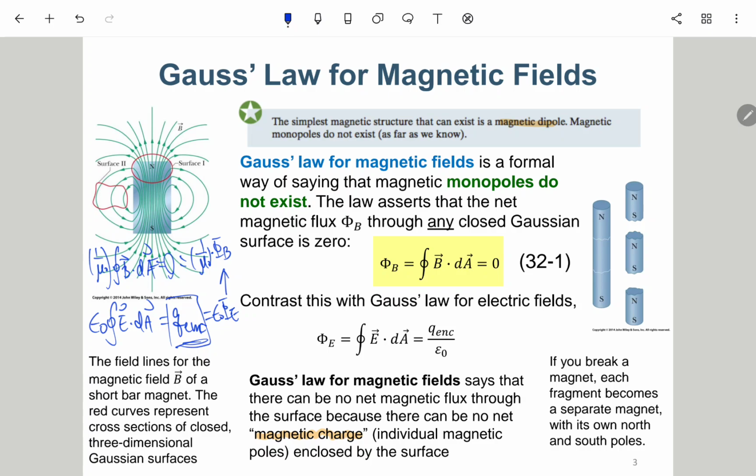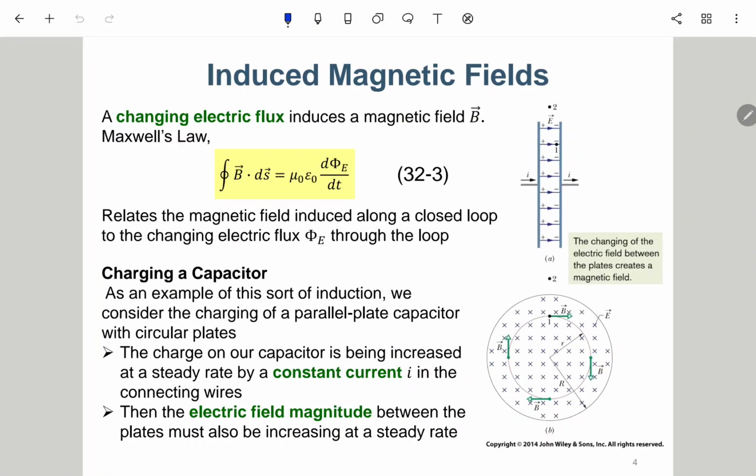So he says there can be no magnetic flux through the surface because there can be no net magnetic charge, meaning magnetic monopoles, individual magnetic poles enclosed by the surface. 所以这个很简单，我们就不需要再重复，因为关于计算的部分，你算电学版本的Gauss law已经算很多了，右手边等于0的话，只会让计算变得更简单，所以这里就没有很多的例题去讲它。Okay, so the next topic is about the induced B field.